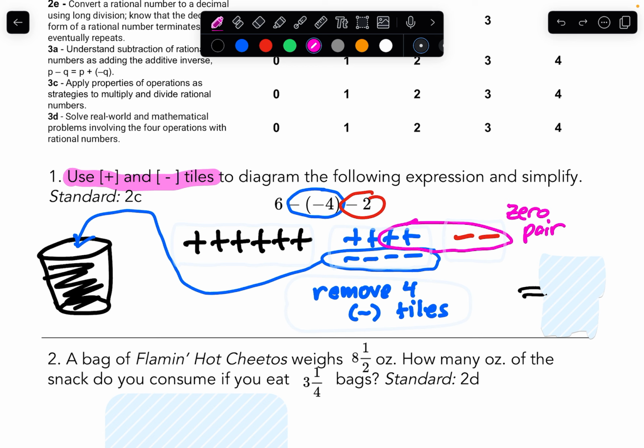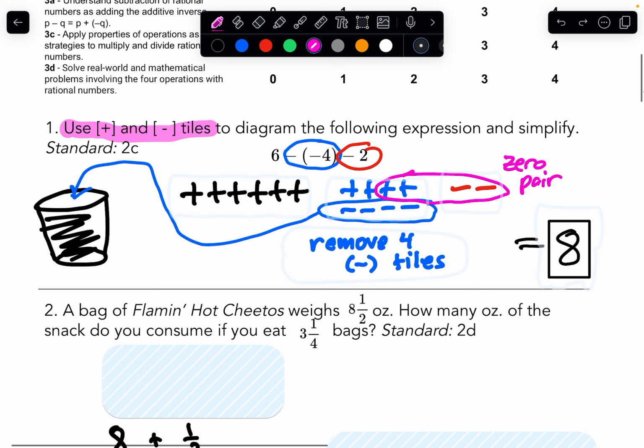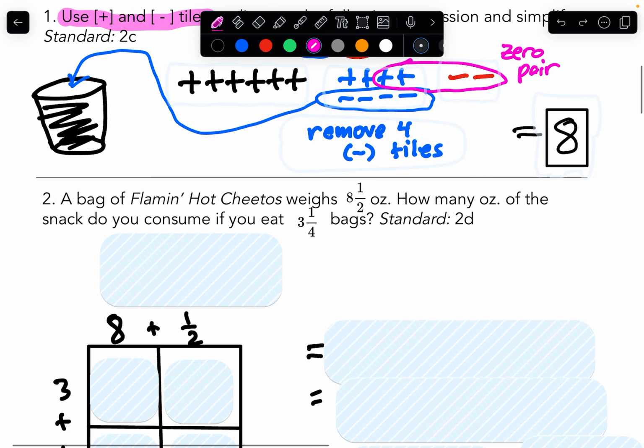All right, and how many tiles are left? Look at all the plus tiles that remain. 1, 2, 3, 4, 5, 6, 7, and 8 tiles remain. So the correct answer for this one should be yes, write down equals 8.